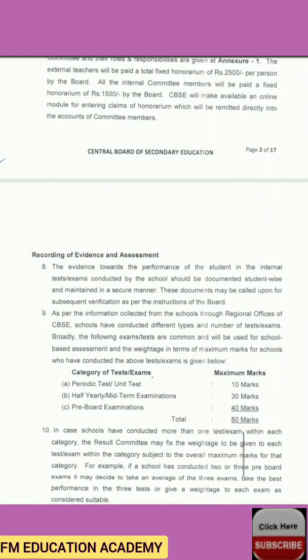So let us now see how the CBSE has divided these marks. Basically in all schools of CBSE, all these 3 tests are usually taken: periodic test or unit test, half yearly or midterm test, and pre-board examination. Now the schools have to allot the marks.